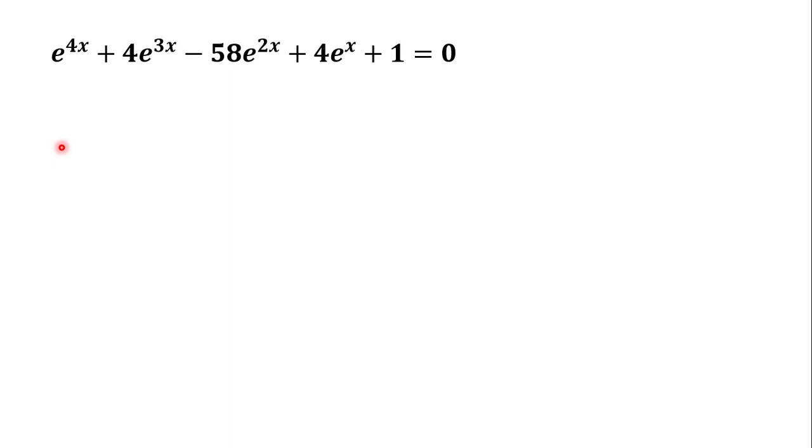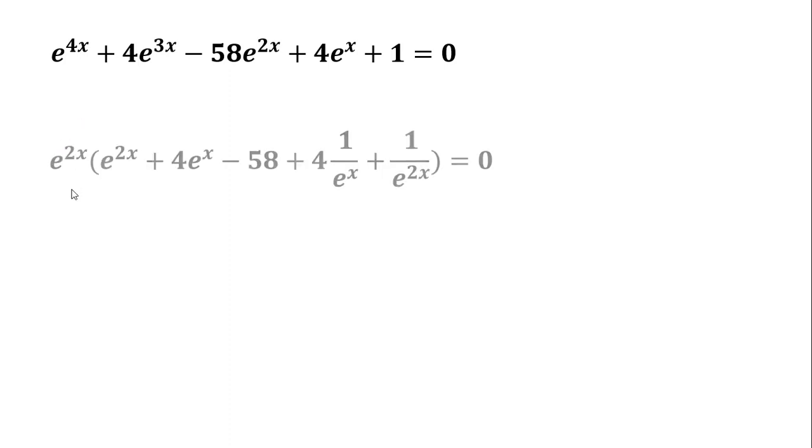First, we can factor out e to the power 2x. As you can see, the multiplication of two expressions equals 0, so we can say every expression can be set to 0, but this is not true.